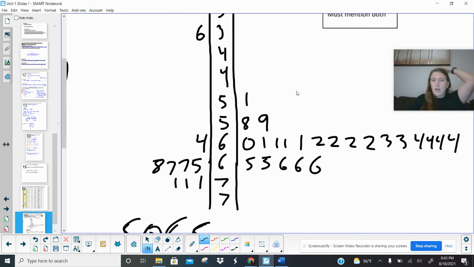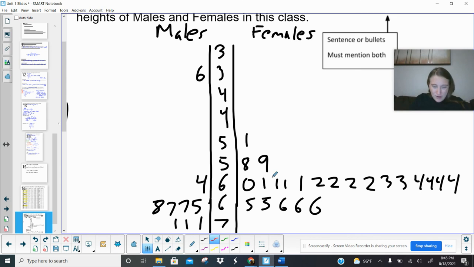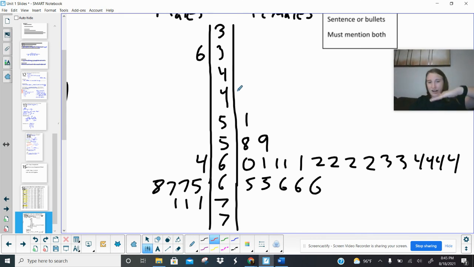Now, a couple of you had asked about this. What do we talk about when we're talking about shape on a stem plot? How do you talk about that? What you want to do is look at it sideways. If I'm looking at my vertical line here like it's a horizontal line, here's kind of the shape of my distribution for females.